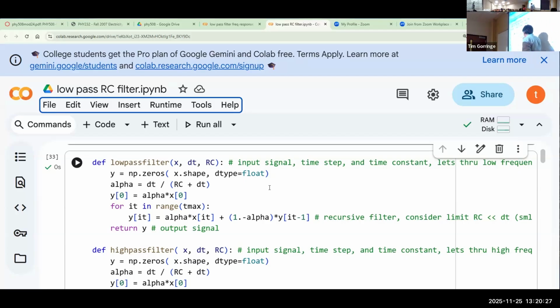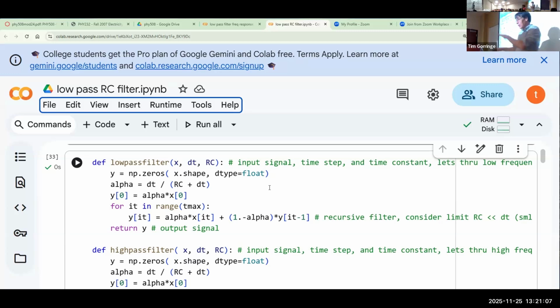After I calculated the special case of the first sample, I'm then going to go on and calculate the next sample with this recursion relationship here. And so this one has the input contributing to the output in proportion to alpha, and it has the feedback term contributing to the output. So the past output contributing to the current output, also depending on 1 minus alpha.